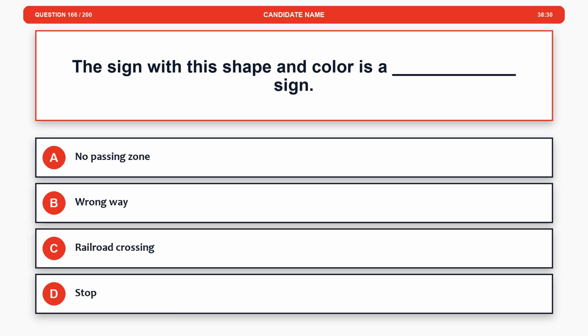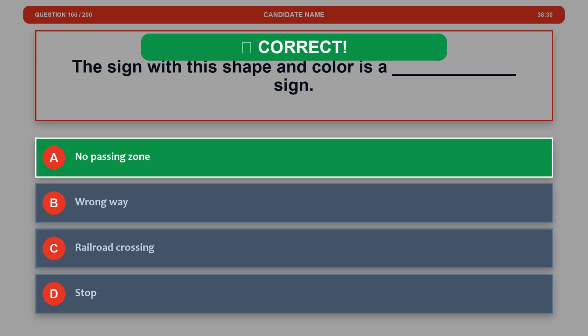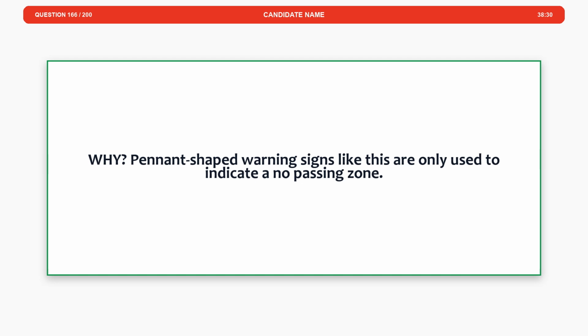Question 166. The sign with the shape and color is a blank sign. Option A, no passing zone. Option B, wrong way. Option C, railroad crossing. Option D, stop. The correct answer is option A, no passing zone. Explanation. Pennant-shaped warning signs like this are only used to indicate a no passing zone.